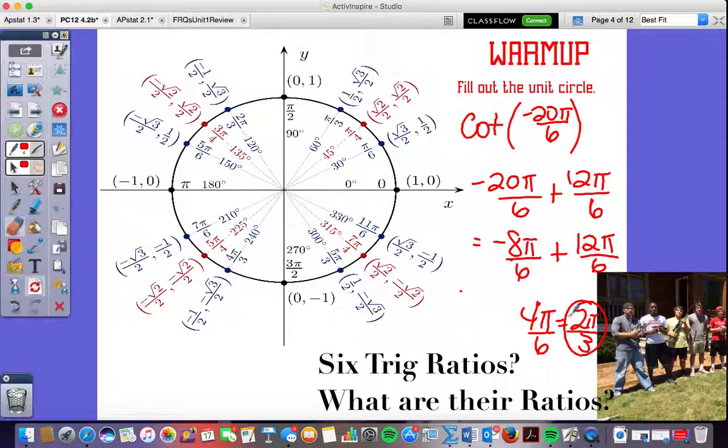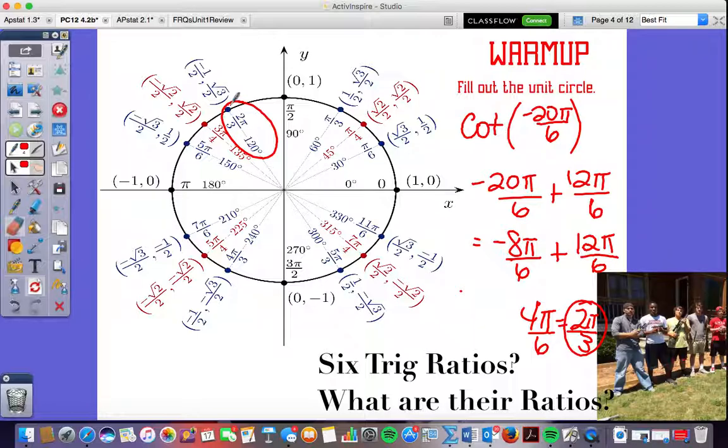So my location is where? That's the toughest part, I think. Where's that? Where's the location? 120. 120, good. And what is cotangent linked to? Tangent, and specifically x over y, right? Okay.